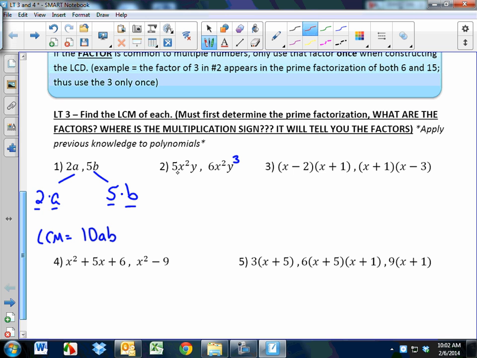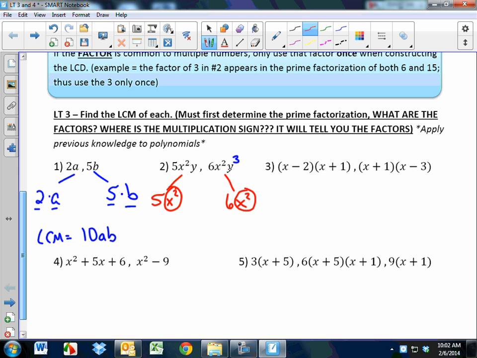No, 5 doesn't share anything with the number 6 factor, so I'm going to write 5 over here, and I'm going to write 6 over here. Now I'm thinking about the x's. This one has 2 x's. This one has 2 x's. So they're going to share 2 x's. So when I write this, I'm going to write 5x squared, 6x squared, and I'm going to circle the x squared to indicate that they're sharing those factors.